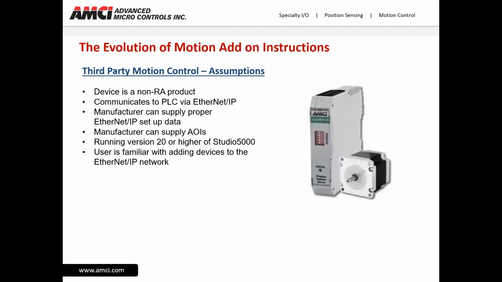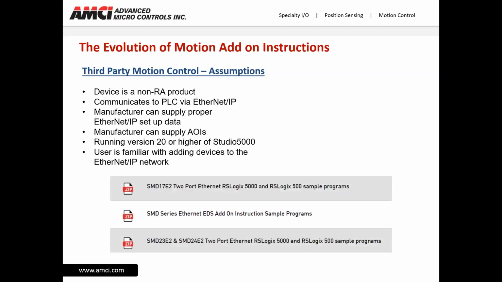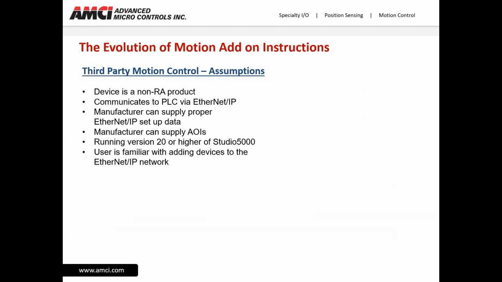We assume that the manufacturer can supply proper Ethernet IP and setup data. That's typically going to be done using downloads from the manufacturer's website. It could be as simple as sample programs. It could be add-on instructions separately, but it would be provided by the manufacturer themselves. We're assuming that you're running version 20 or higher of Studio 5000 because some of the features and functions we're going to talk about do not work on older versions. And we're going to assume that you're familiar with adding devices to an Ethernet IP network.